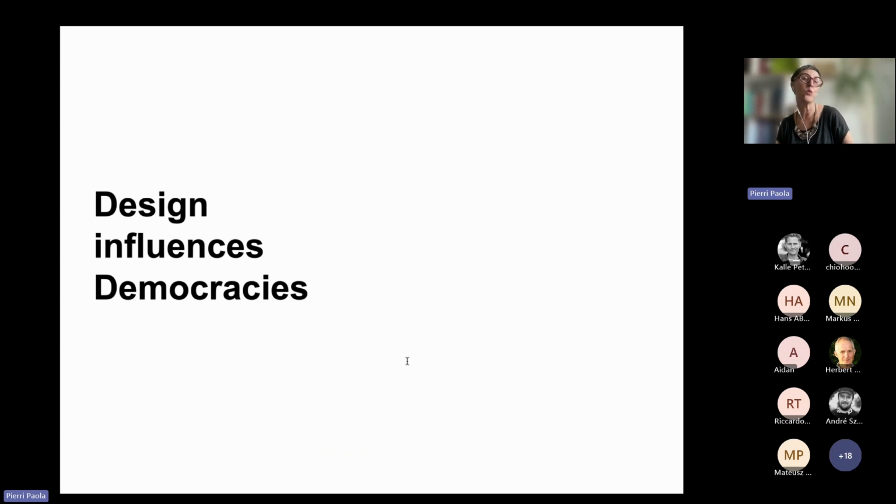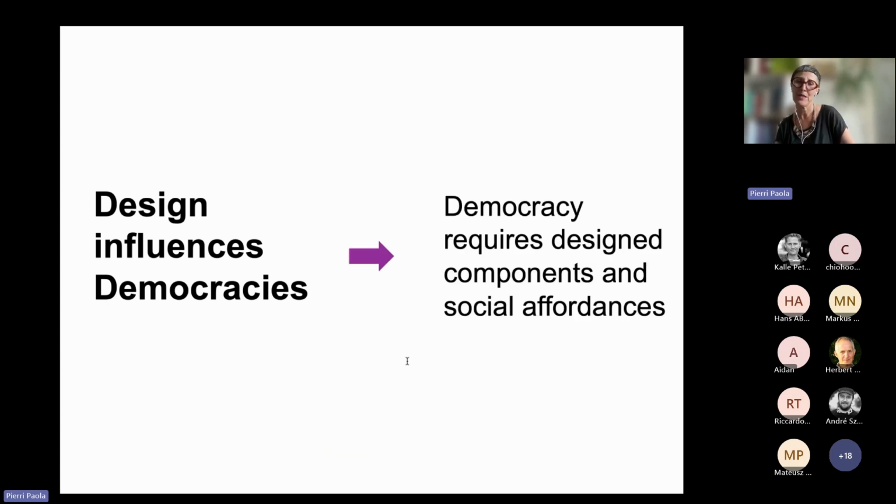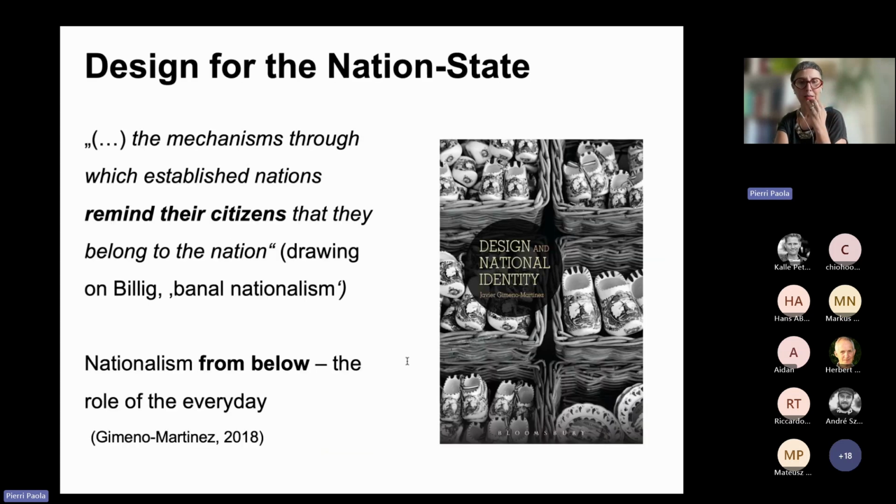And we're usually focusing, especially from design, on how design shapes and influences our democracies. And I think this is not new. I mean, it reflects on the role of design, in how the objects we design, we make things that make people, and it's really part of the design reflection. But when we look at these studies of design and how it influences democracy, interesting work is the work from Jimeno Martinez, who has been looking at the mechanisms through which nations remind their citizens that they belong to a nation.